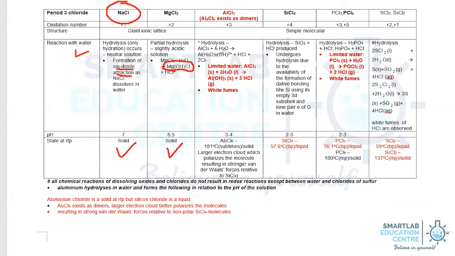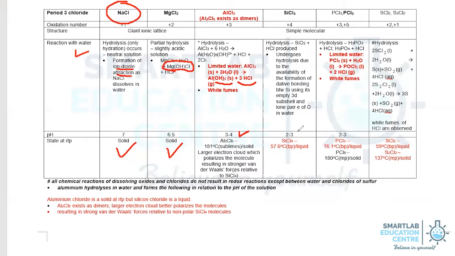Next we have the hydrolysis of aluminum chloride. When water is limited, not a lot of water, you will end up with a white solid, namely your aluminum oxide, and you get a copious amount of white fumes being formed. That's your hydrogen chloride. However, if you put a lot of water inside, you end up with a complex ion and your hydrochloric acid. We'll take a look at the equations later in a minute's time. The pH of the solution is 3 to 4.